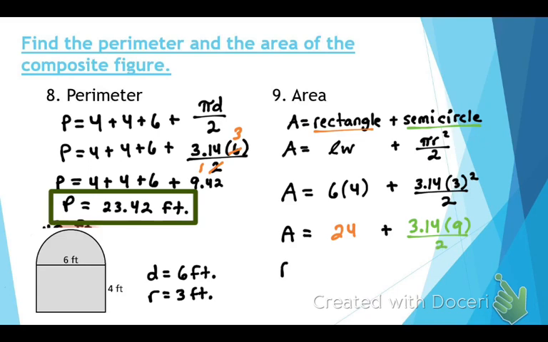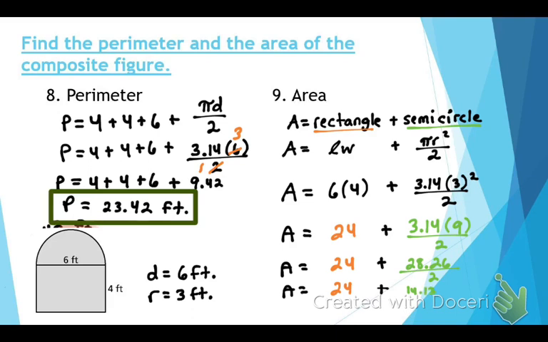Okay, so now I'm just dropping down 24 once again for my rectangle. Plus, what should I do next? 3.14 times 9. What is 3.14 times 9? 28.26. What? I did not get that. Okay, if you didn't get it, erase it and fix it. Now let's keep going. Once again, we know 24 has to do with our rectangle. What is 28.26 divided by 2? 14.13.